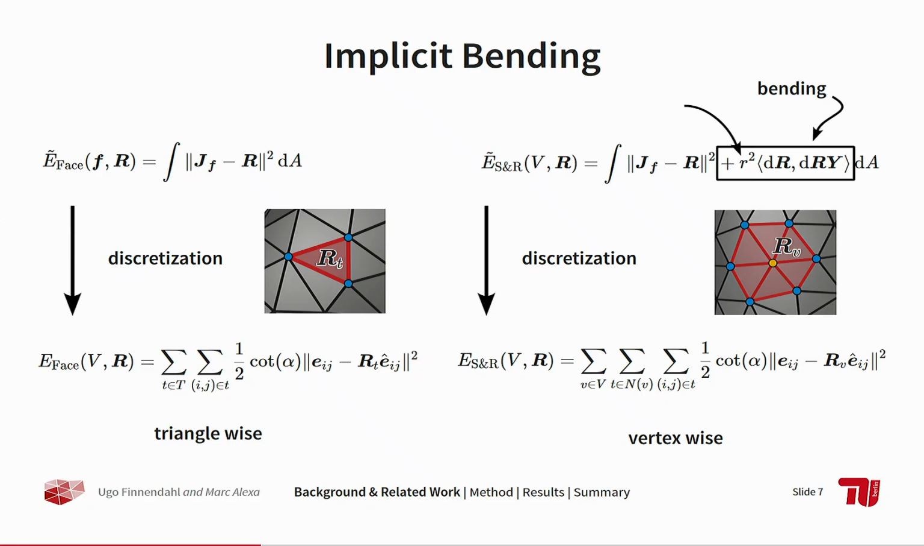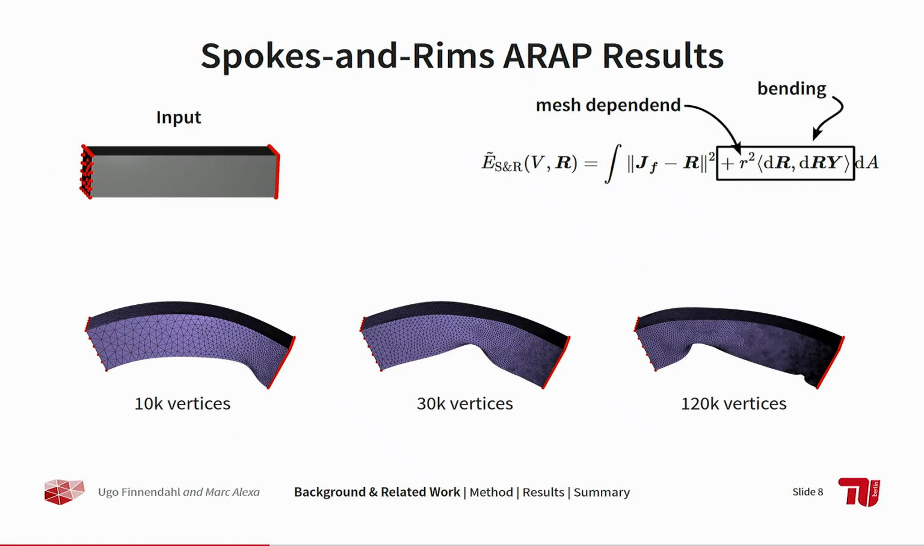And this r is the radius over which we integrate to find the optimal rotations. And as we integrate over the vertex neighborhood, the vertex star, r is defined implicitly and varies over the surface. This makes the weighting mesh-dependent, which we can also see when we optimize over varying resolution. So, for example, here we see a mesh.